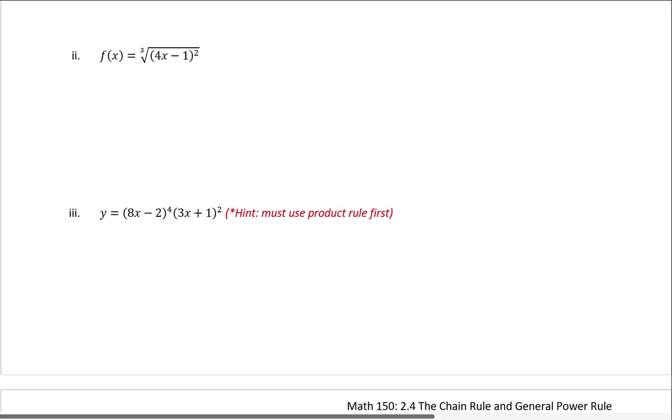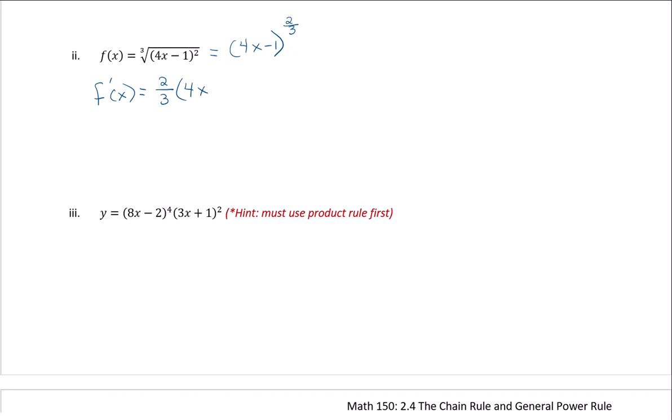Now, in example 2, f of x equals the cubed root of the quantity 4x minus 1 squared. You might find it helpful to rewrite that using a fraction exponent. 4x minus 1 squared, and that squared would be divided by 3. So it's now to the 2/3. So to find the derivative, we multiply the front by the exponent of 2/3, leaving the inside the same, subtracting 1 from that exponent, and then multiplying by the derivative of the inside function, which would just be 4.